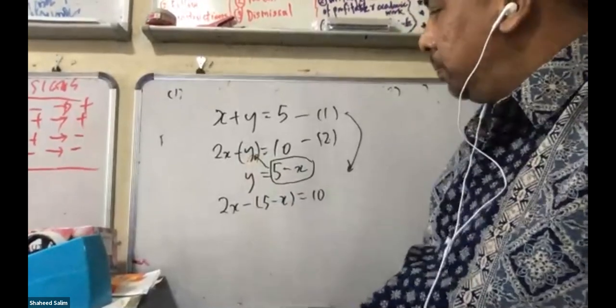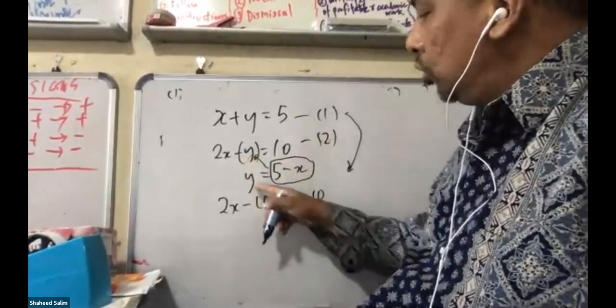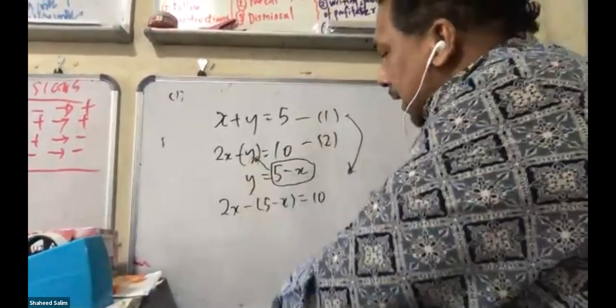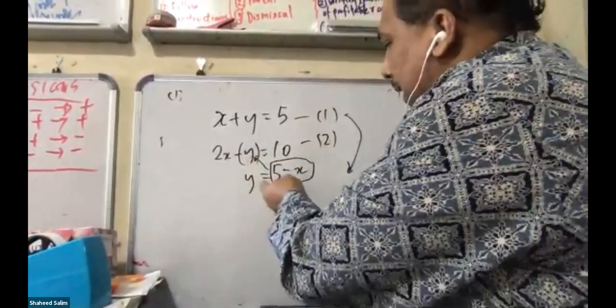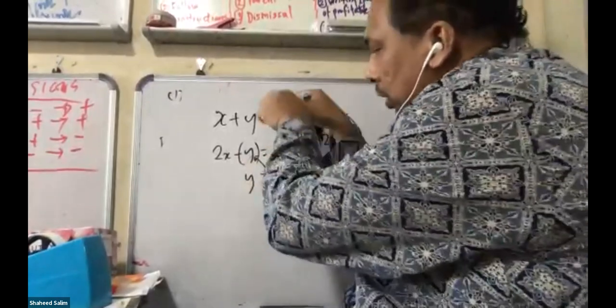So what is the point here? The point is, in step number 2, you must arrange the equation to make it either x or y. Why? So that you can put in the value.